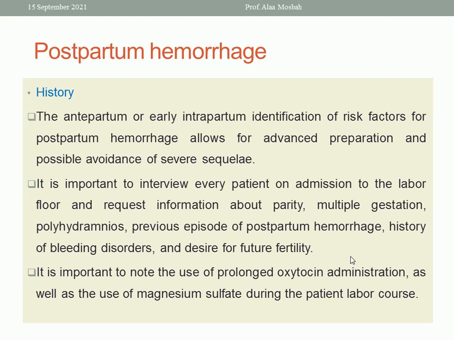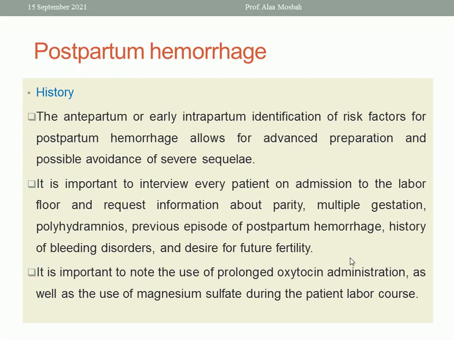How to diagnose a case of postpartum hemorrhage? From history, the antepartum or early intrapartum identification of risk factors, as I mentioned before, like over-distended uterus, allows for advanced preparation and the possible avoidance of severe sequelae. It is important to interview every patient on admission to the labor floor and request information about parity, multiple gestation, polyhydramnios, previous episode of postpartum hemorrhage, history of bleeding disorder, and desire for future fertility.